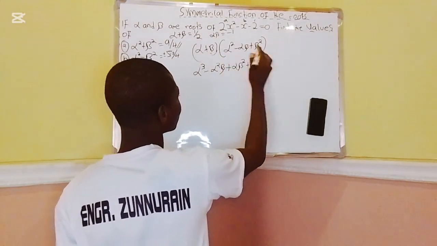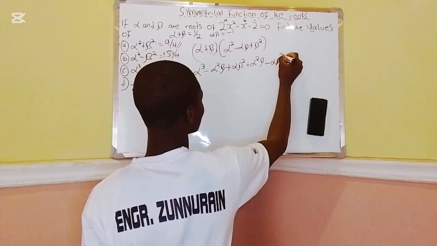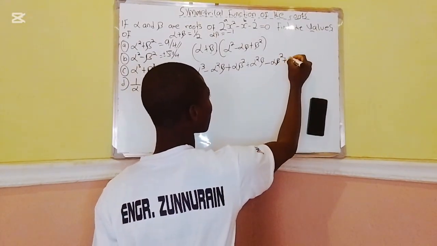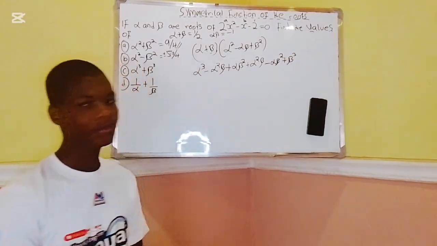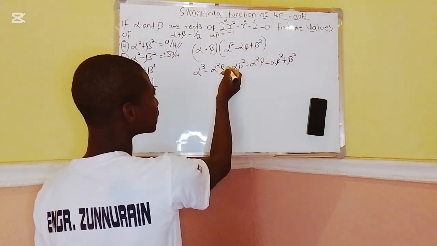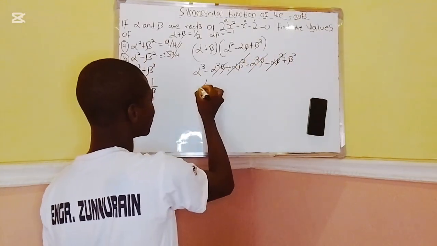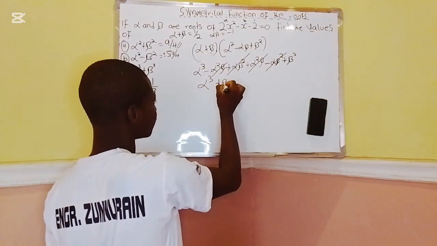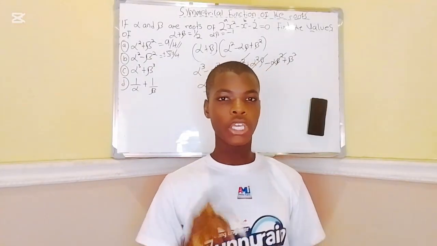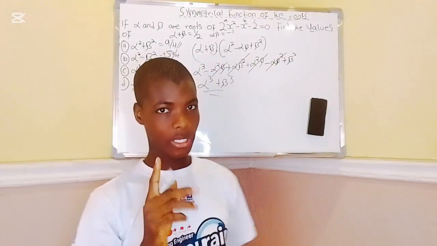Then beta multiplied by this gives me negative alpha beta squared. Beta multiplied by beta squared gives me plus beta cube. I hope you get to this point. At the end, you can see that this will cancel this, and this will cancel this. So at the end, I get alpha cube plus beta cube. So this is the formula that I'm going to use in order to find alpha cube plus beta cube. I hope you get it right.